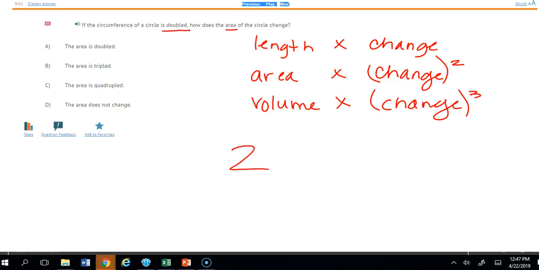And then we're talking about area. How does it change the area? So when we have area, we are going to square whatever the change is. So that means that that would be a 4. And it says A is doubled, B is tripled, C is quadrupled, and D is the area doesn't change. And so obviously the answer here is C, quadrupled, because that's what the 4 represents.